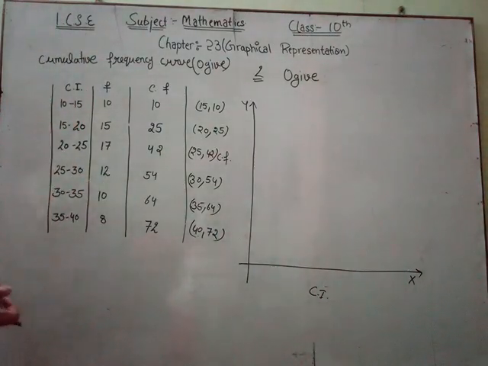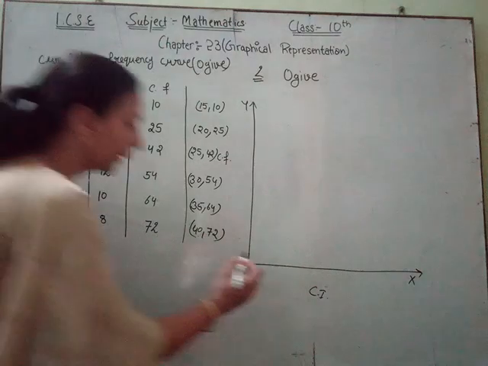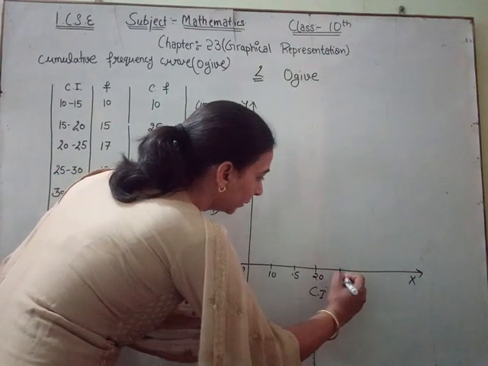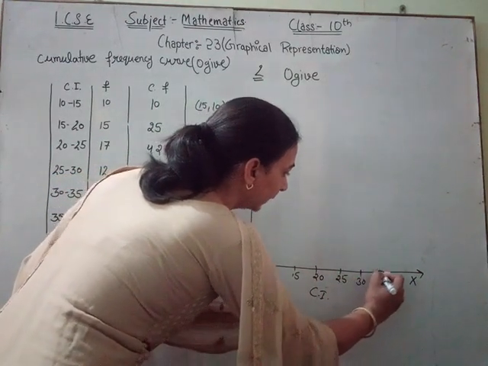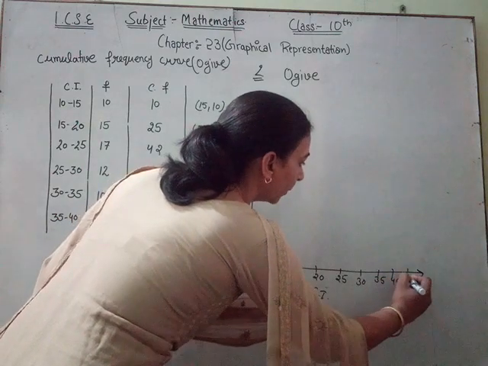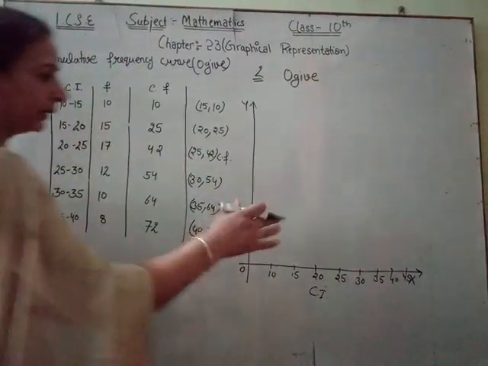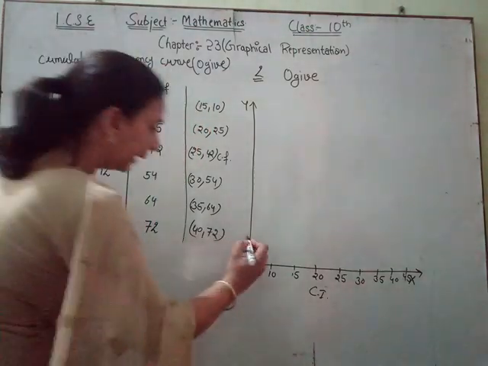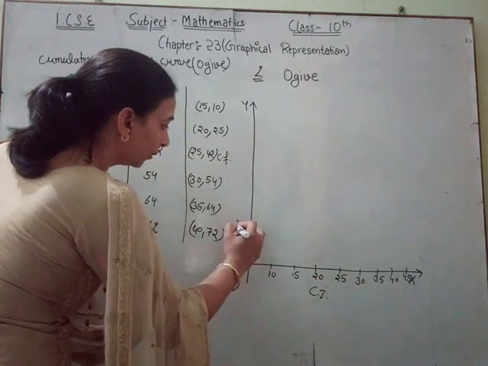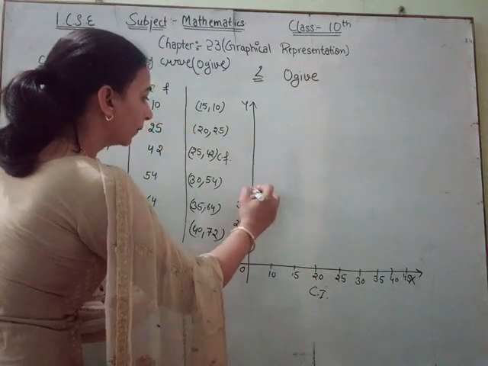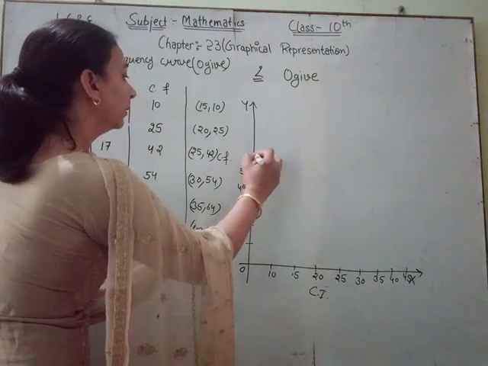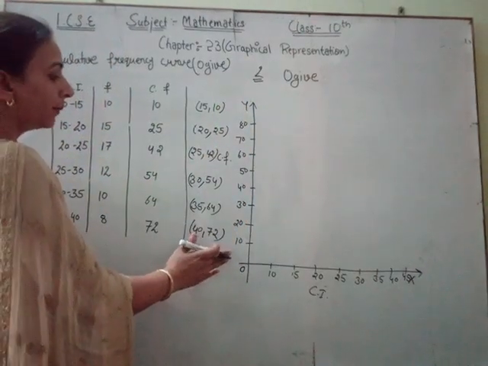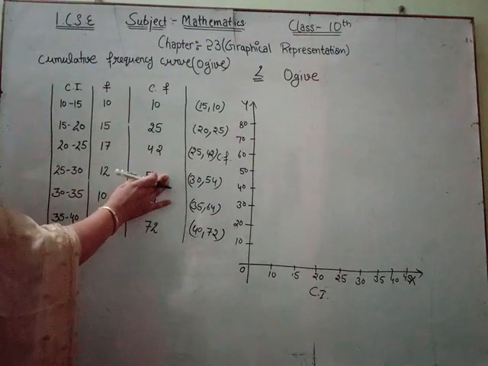We take class interval 10, 15, 20, this type. This is 0, 10, 15, 20, 25. Next is 30, 35, 40, 45. Last is 40, then we take 45. We take this type. Last is 72. Then on the y-axis 10, 20, 30, 40, 50, 60, 72. We take this difference according to CF.